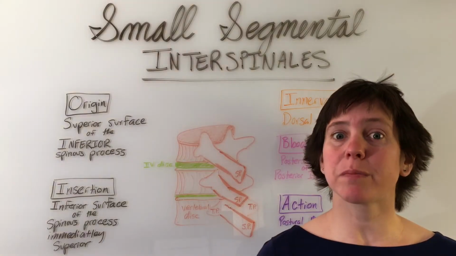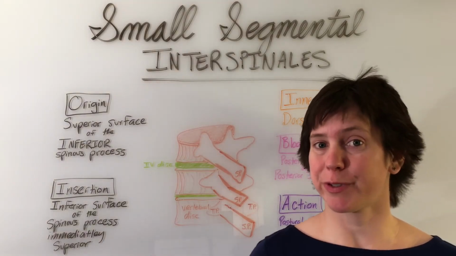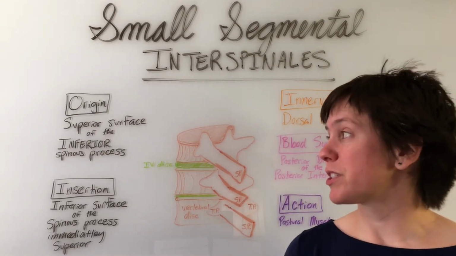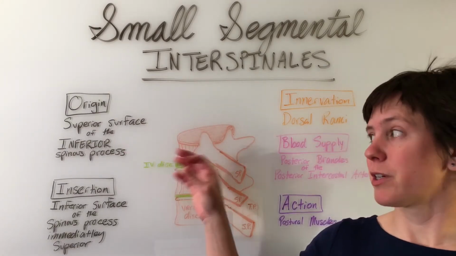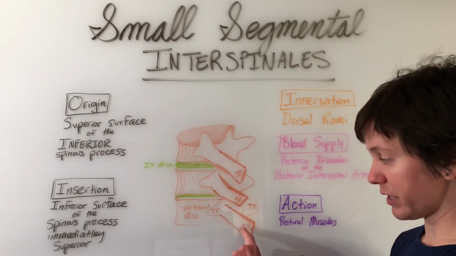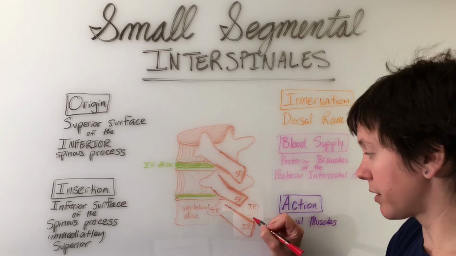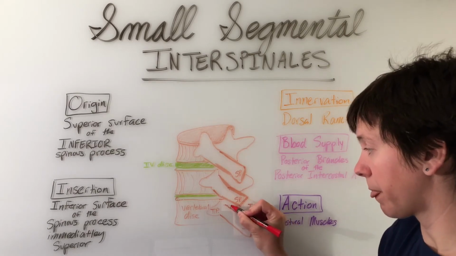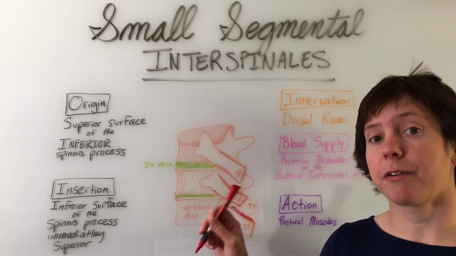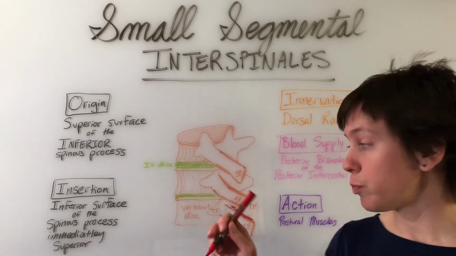The small segmental deep back muscles include the interspinalis muscle. It originates on the superior surface of the inferior spinous process. So if we start down here with this spinous process, it will originate here. And then it will insert on the inferior surface of the spinous process superior to it.